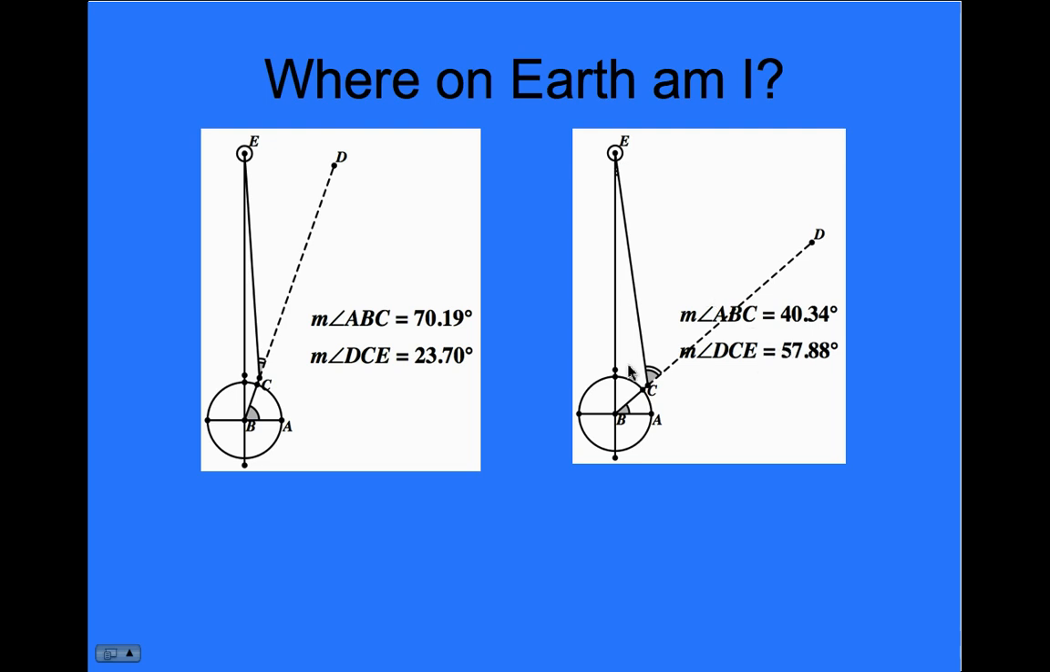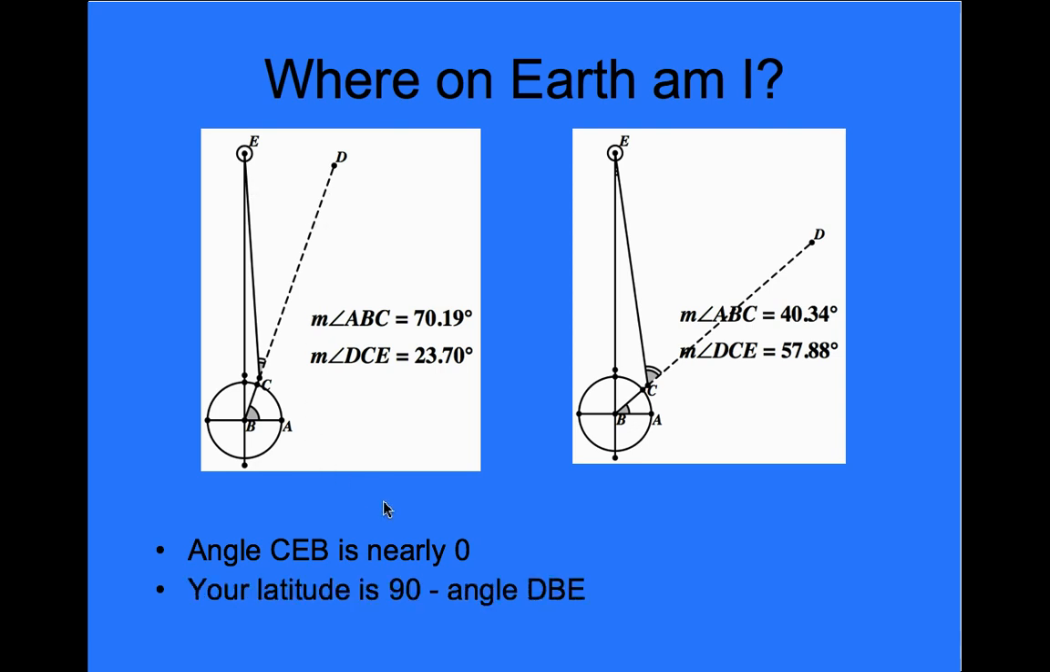About 50 degrees. Well, the amount you have to tilt your head, if you do 90 minus that, you will get your latitude. And the reason this is: angle CEB is practically 0 degrees because it's so far away. Angle GCE is an exterior angle, so this exterior angle is the sum of this little angle CBE and 0. And that means that this angle DCE is pretty much the same as angle ABC, which is your latitude.